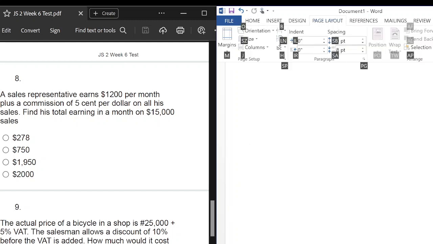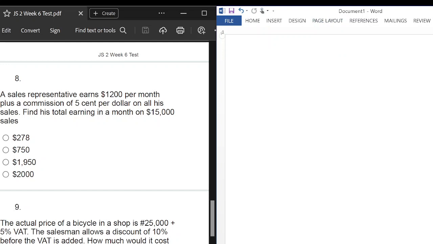All right. For question number 8, we have a sales representative. A sales representative earns £1,200 per month plus a commission of 5 cents per dollar on all his sales. Find his total earning in a month on $15,000 sales. So 5 cents per dollar means 5%, because 100 cents make $1. So 5 cents will give you 5%, 5/100. So let's find the commission first.